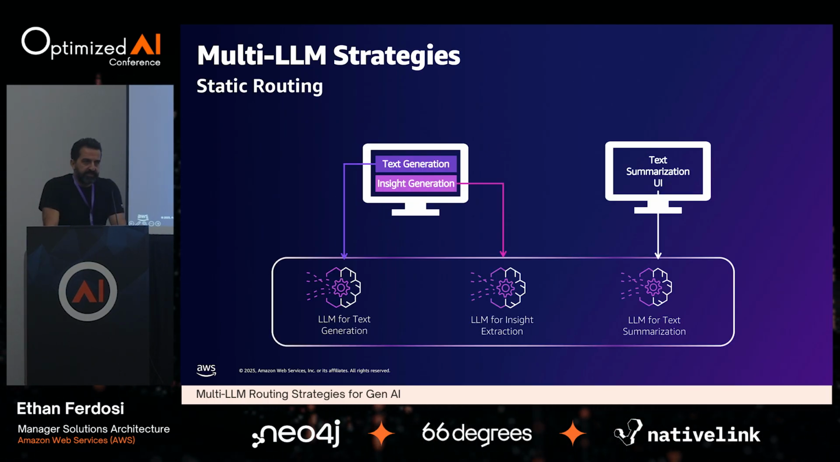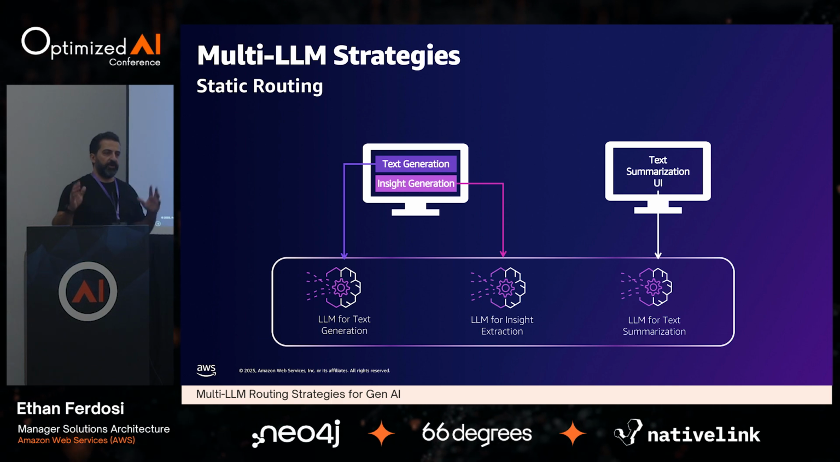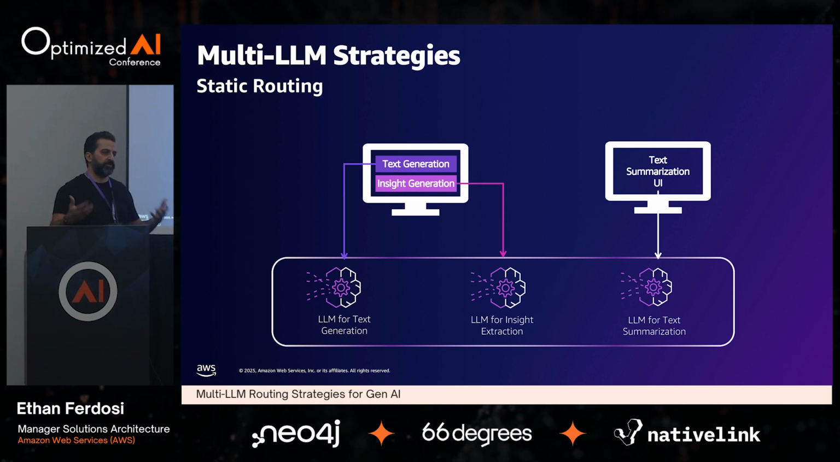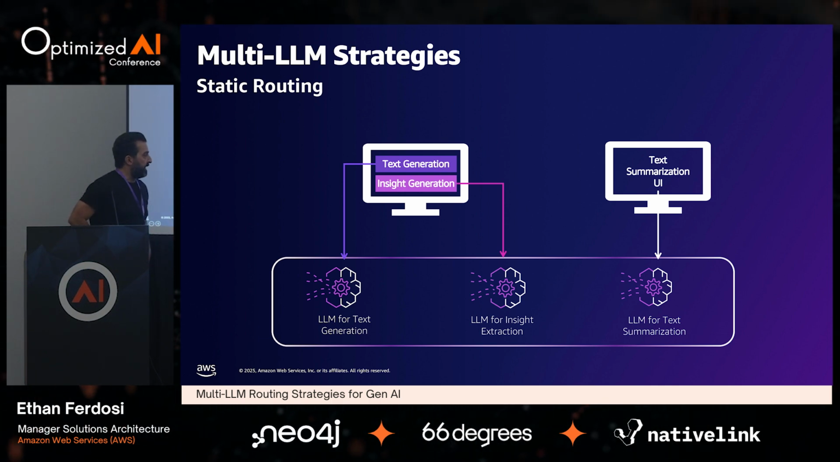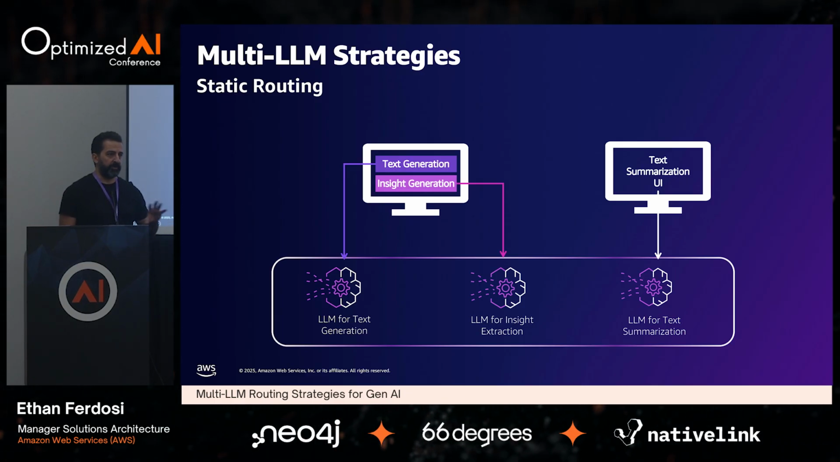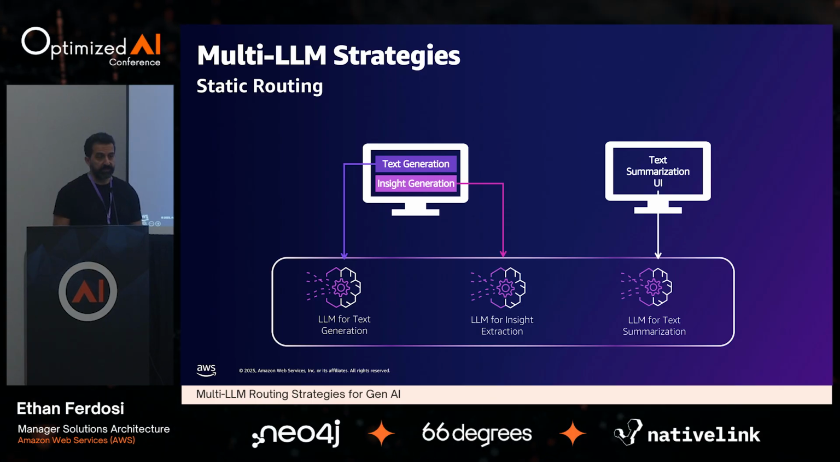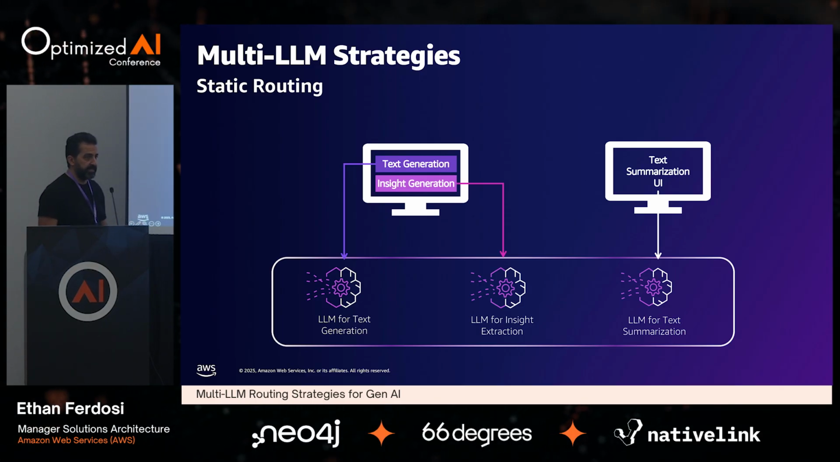Let's look at some of the strategies now. We talked about a high level of what the benefits and the cons are, but when it comes to the implementation, there are different ways to do it. I'm going to talk about three main strategies for this kind of multi-LLM application. The first one is static routing. As its name says, it's very simple.